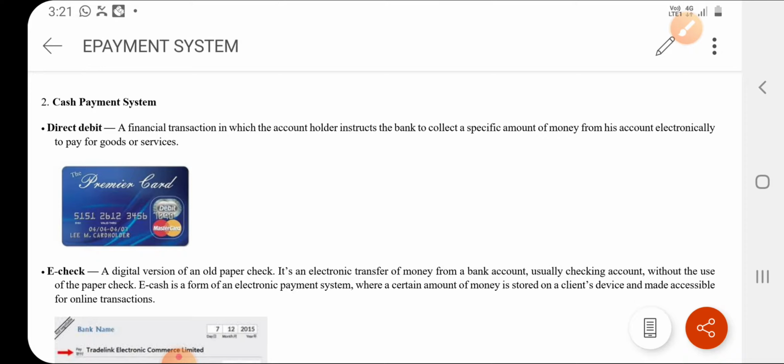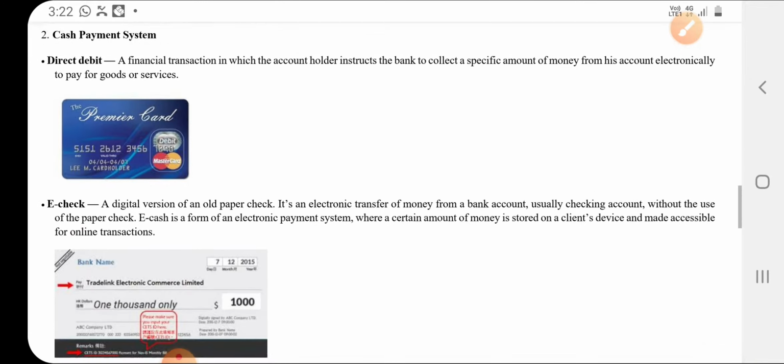Whereas with a debit card, you have the amount in your account, and you take the amount little by little and pay for your online purchases. So when you take your money through a debit card, you can also pay through a debit card. And the next one, e-check.